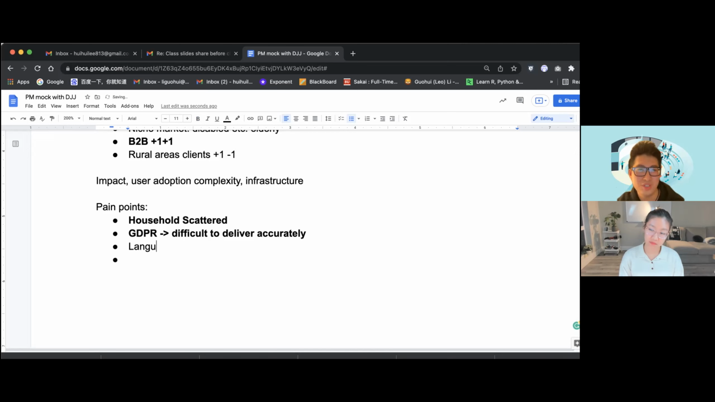So the language, I would say, adaptation will be another challenge. How do we serve multiple nations in this region? Okay, I think this makes more sense than the previous version.